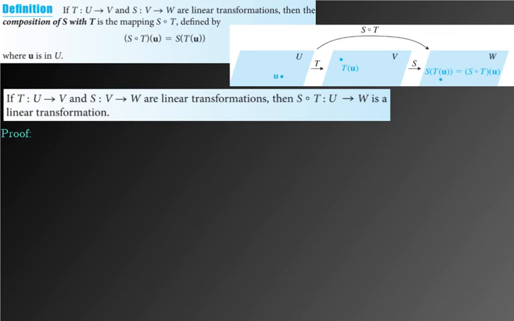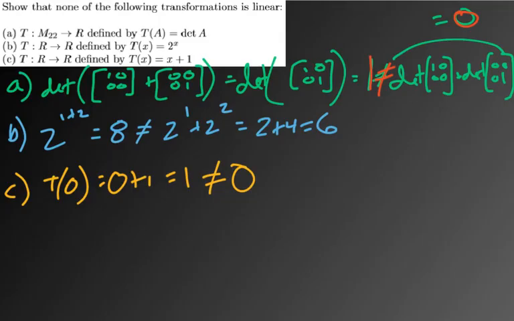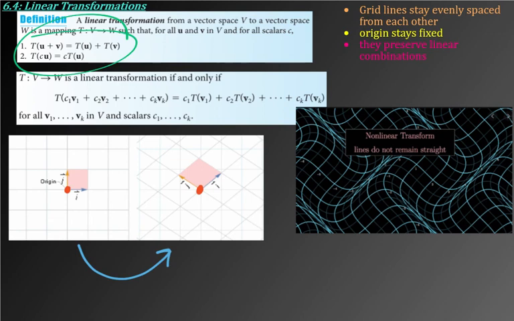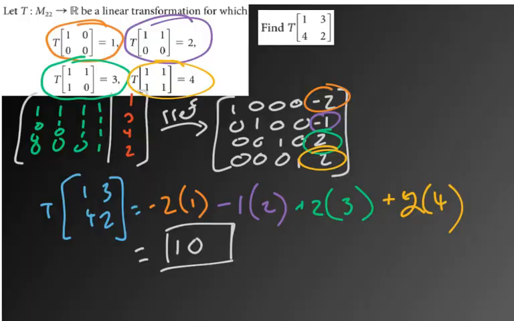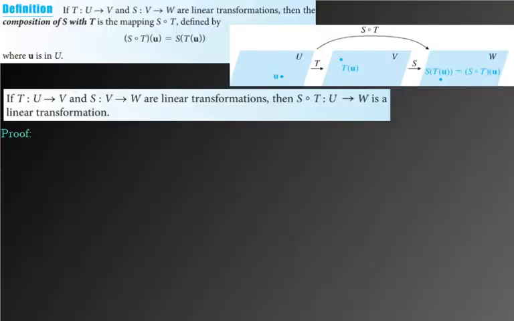So we're just going to go through these two things right here. We just need to check that the transformation on the sum is the sum of the transformations, and that scalars can be pulled out of the transformation. Okay, so S composed with T of U plus V, by definition, is just S of T of U plus V.